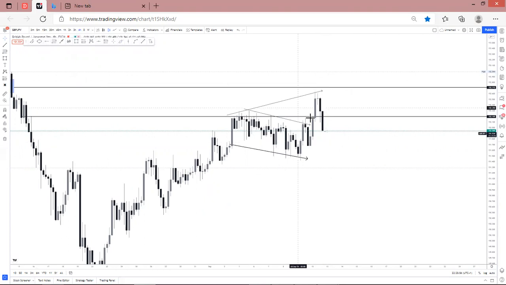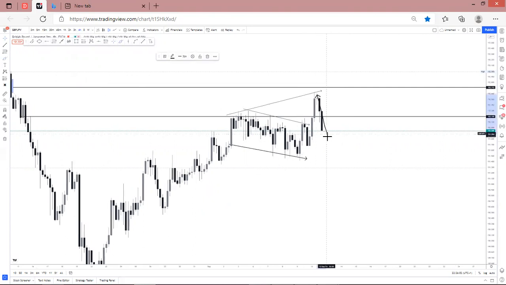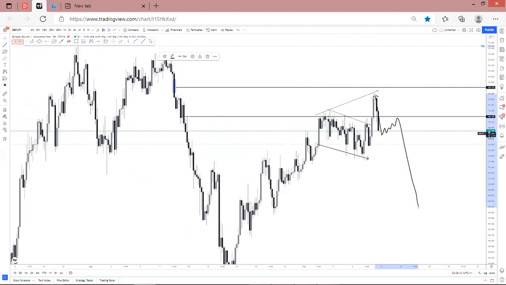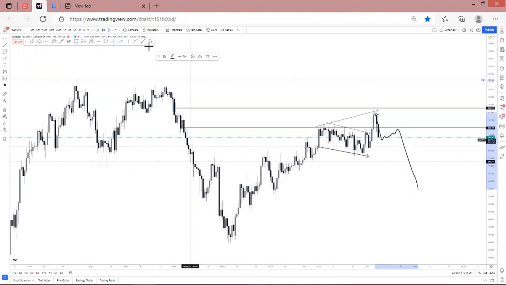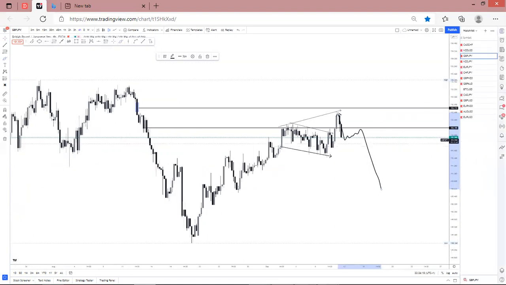So this week, after this move, we're expecting GBP JPY to just give us a nice redistribution, and then we'll drop down. So this is what I'm expecting GBP JPY to do. Nothing much, nothing serious there.